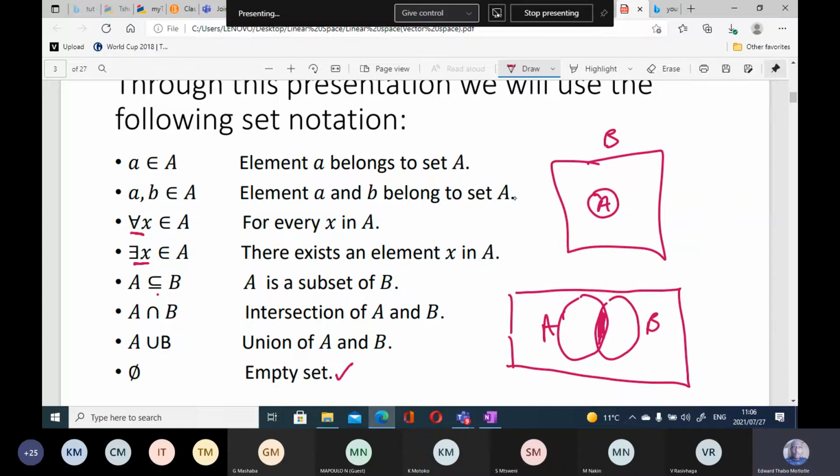Here, basically, I was explaining what a subset is. You can see that A is contained in B, so A is a subset of B. And here you can see the intersection of A and B. These are the vectors that are in both A and B.